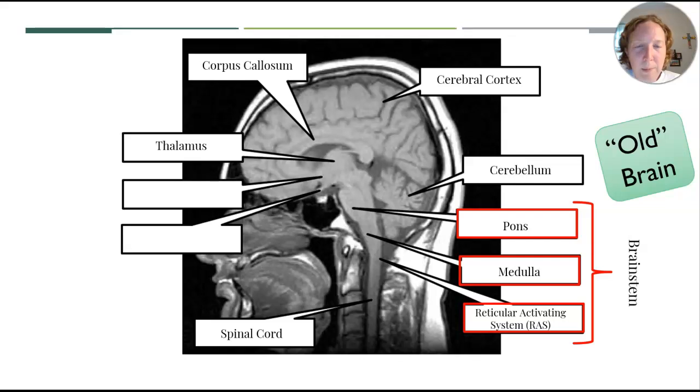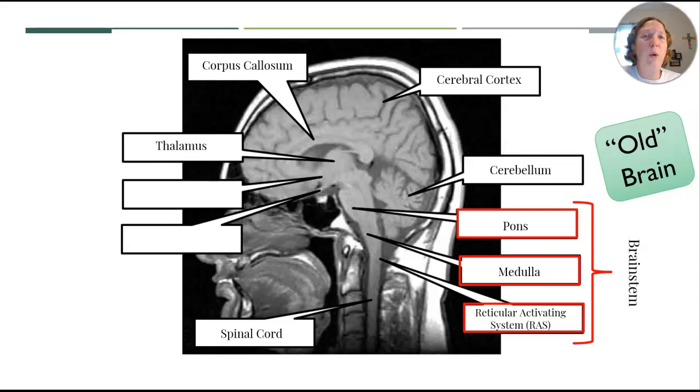The cerebellum at the base of your skull is sometimes called the little brain, and it is in charge of muscle movement, coordination, balance, and some procedural learning. So when you learn how to do something like how to ride a bike or how to tie your shoe, that memory is probably stored in your cerebellum.